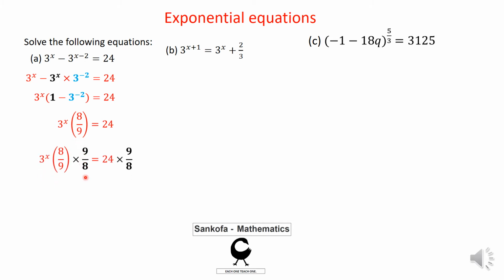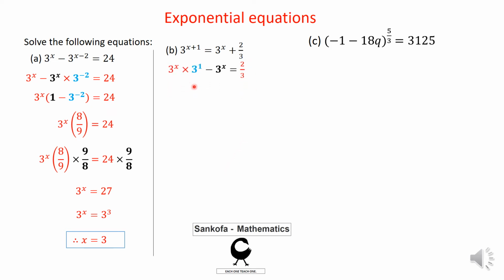I then get rid of that 8 over 9 by multiplying throughout by 9 over 8, the inverse of that, giving me 27 here. And from this point on, I believe that you know what to do. You would realize that 27 can be written as a base of 3, which is nothing but 3 raised to the power of 3. And if the bases are the same, we drop them and only equate the indices, which is the value that we were supposed to calculate from the onset.